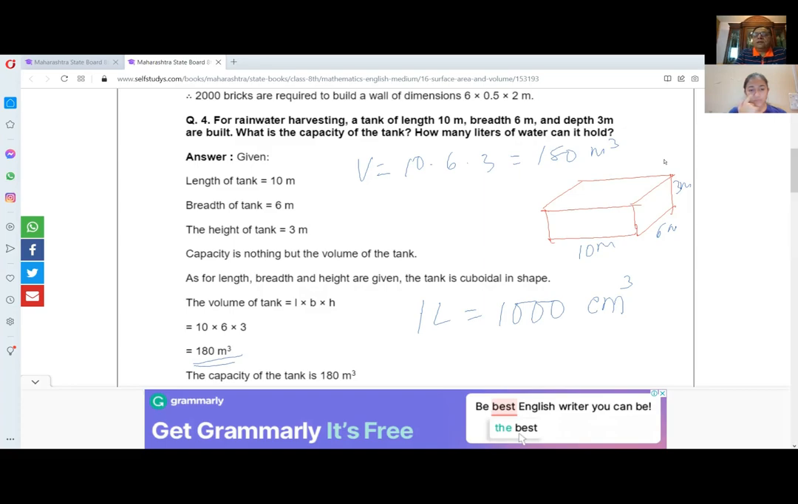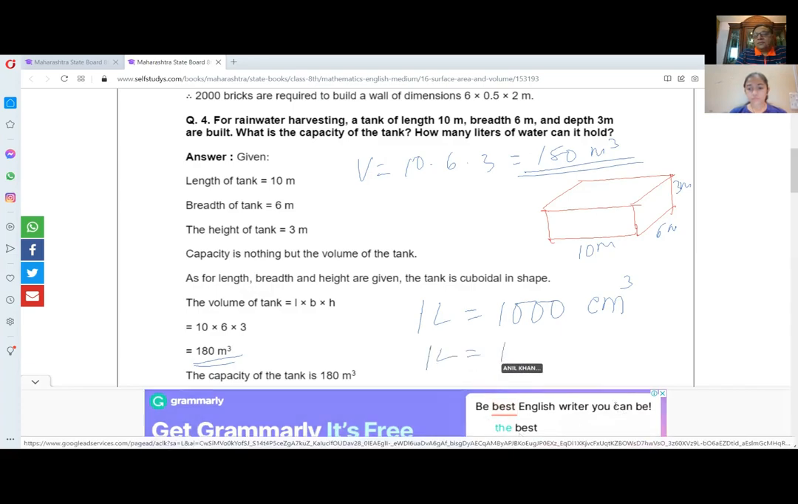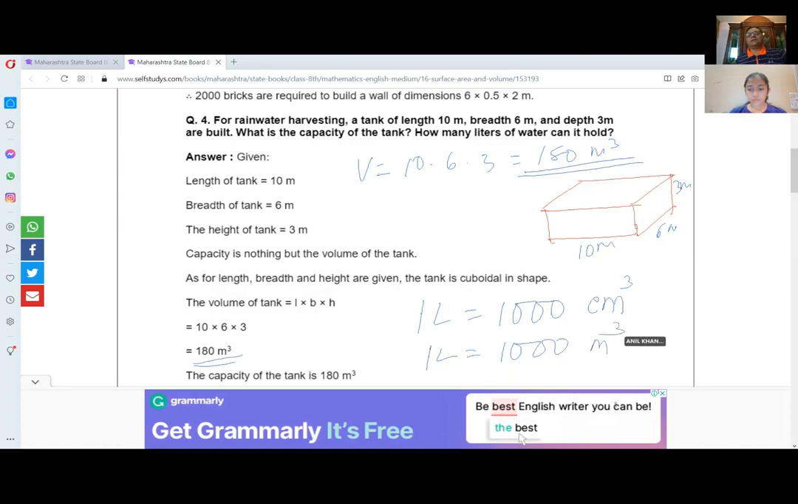So you have 180 meter cube. How many liters is that? 1 meter cube is 1000 liters. If I have to convert to liter, that is the relation. Then you understand the 1000 times 1000 centimeter cube relation.